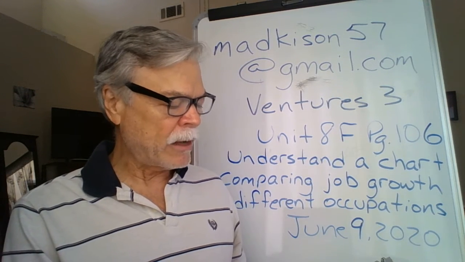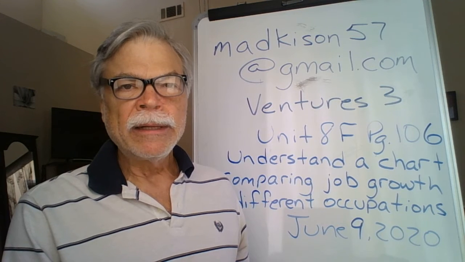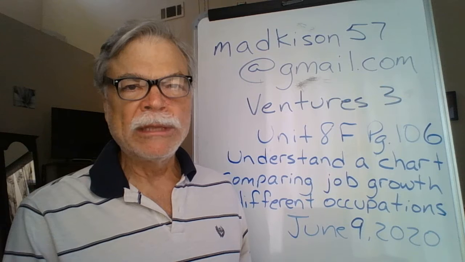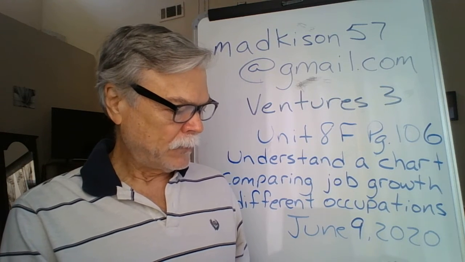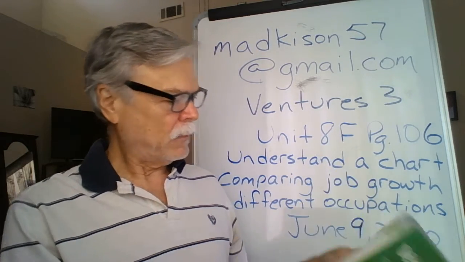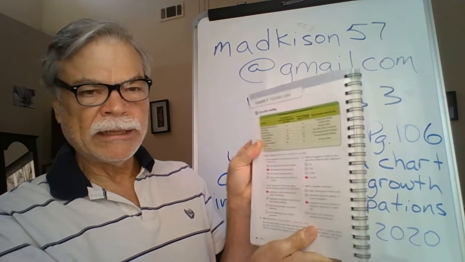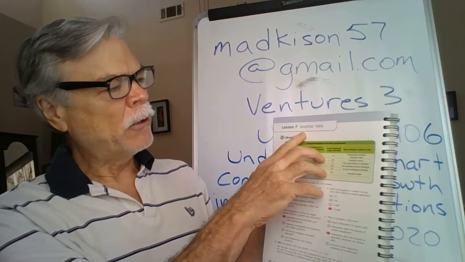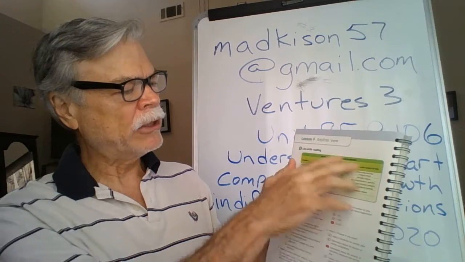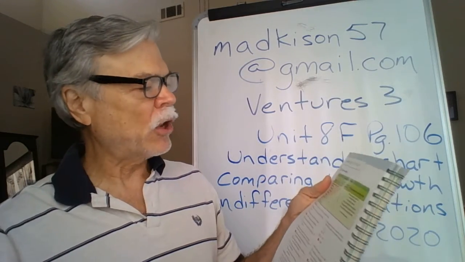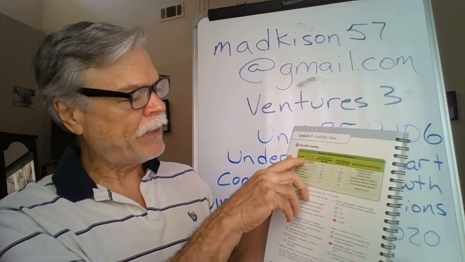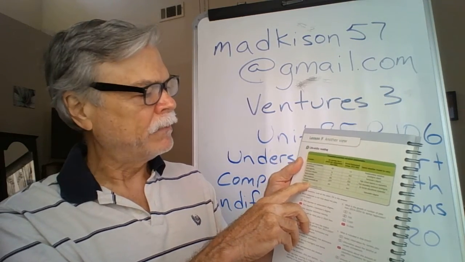What we're going to do now is look at a chart that compares different occupations and job growth in those different occupations. So if you'll take a look over here on page 106, this is lesson F, and we're going to learn how to interpret a chart that compares the job growth in these different occupations that are in the first column.